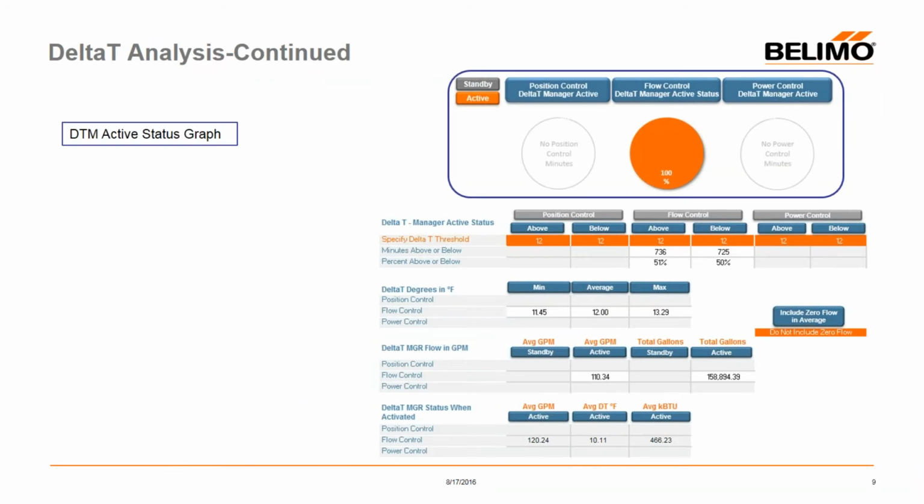The next one down is just a graphical representation of that picture, and as you can see, we have a 100% pie graph in the flow control mode because, as we said before, the unit was actually active the entire time.